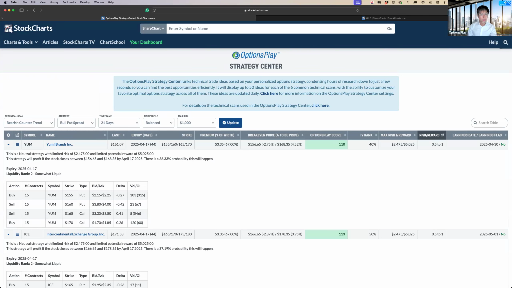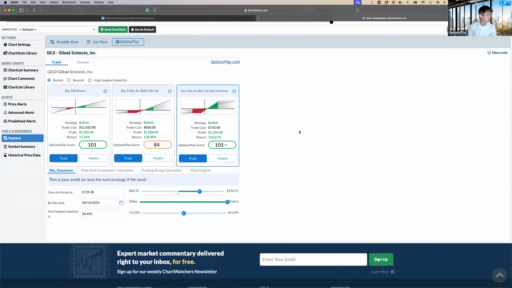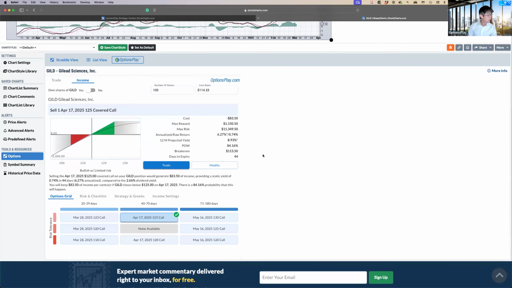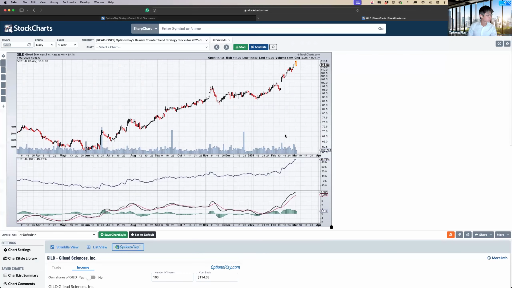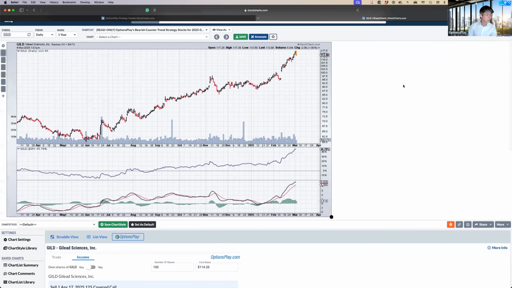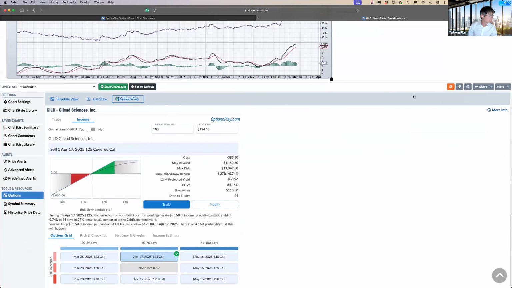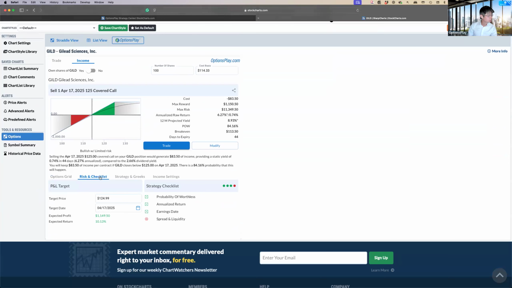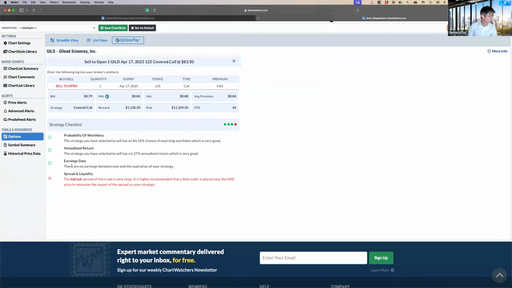In the income section where we pick covered calls, can you add an earnings flag? Oh, I see what you mean. Typically we have the earnings on the quote bar, but that's not available here at stockcharts.com. I guess you only have that in ACP, where you have the upcoming earnings. Oh, I'm sorry, we do have an earnings date. As you can see in the risk and checklist, and also if you click on the trade button, it'll have a strategy checklist which will check for the earnings date. So there is an earnings flag in here.